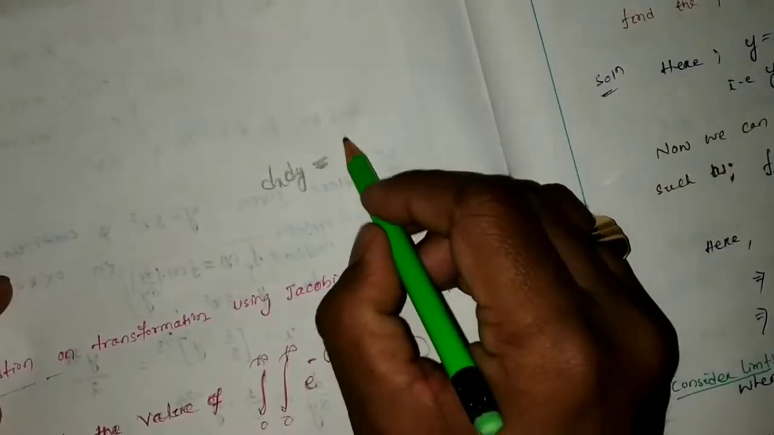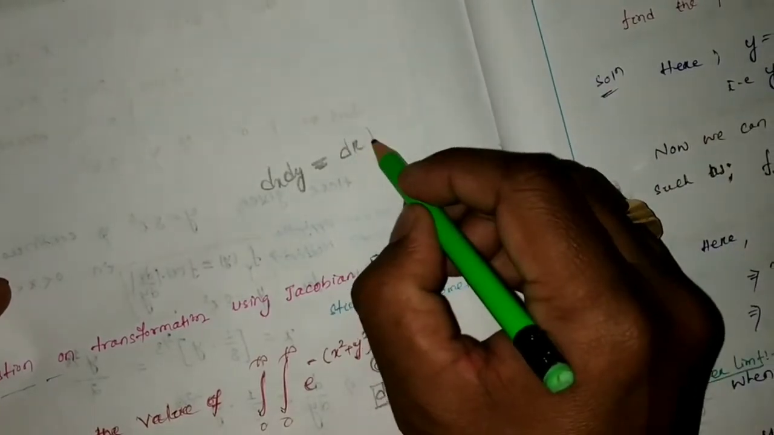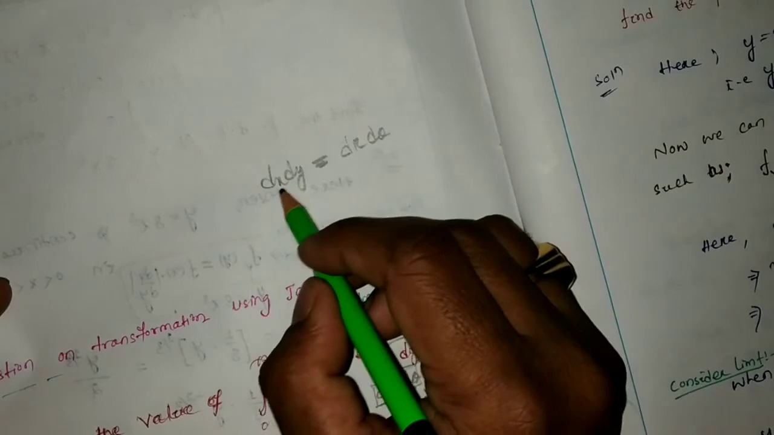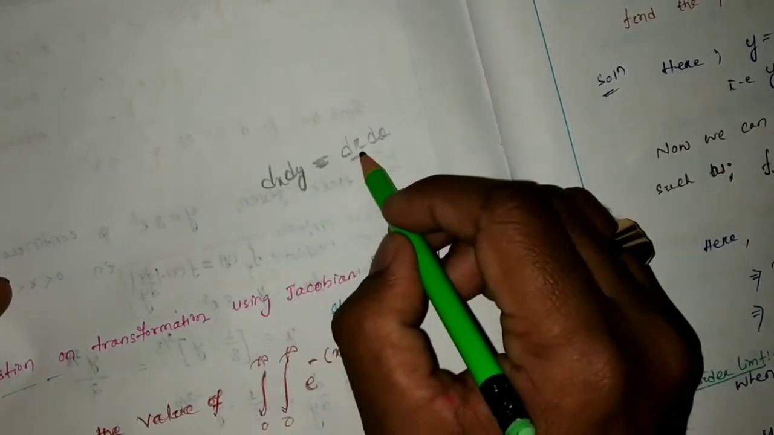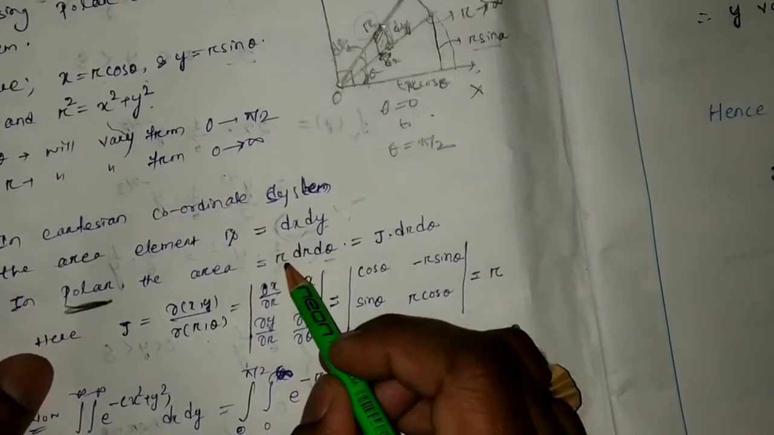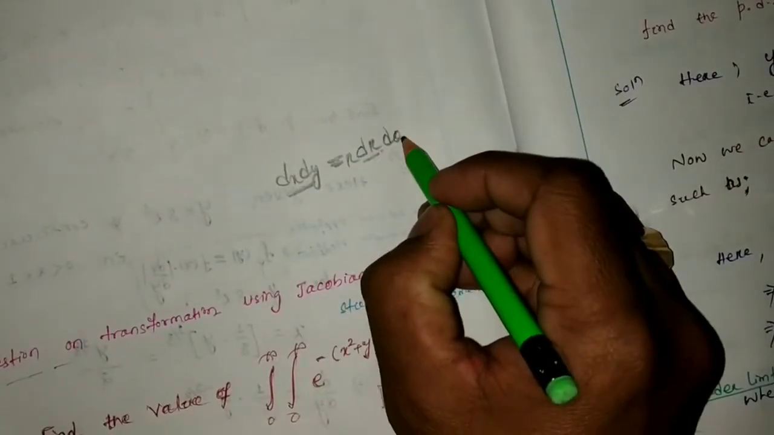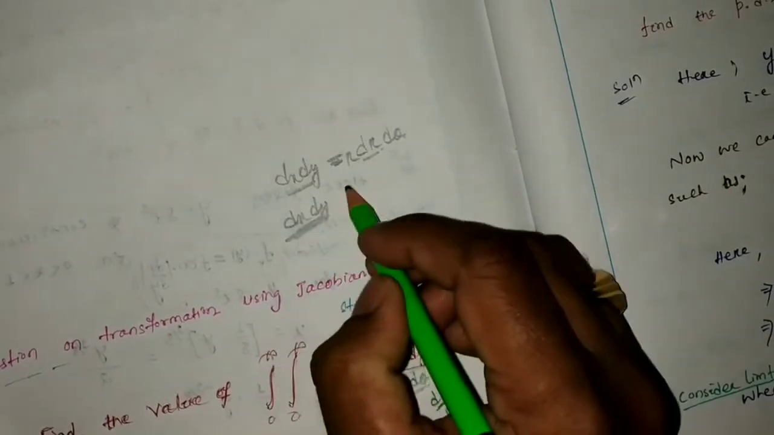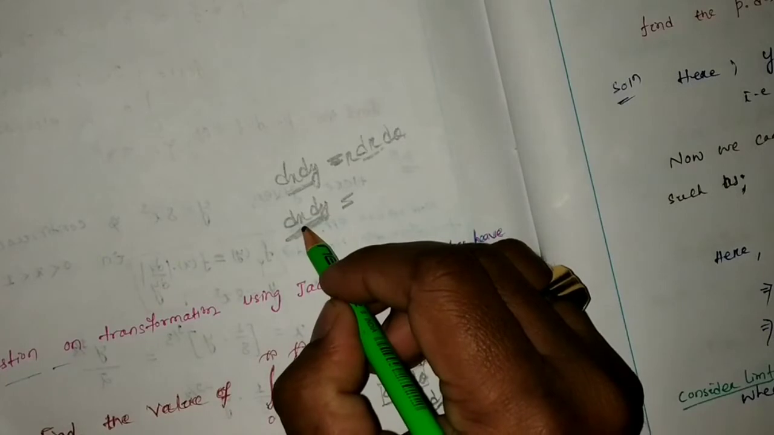That means if we write dr d theta, it is not dimensionally correct, because this is length square and here is only one length. So here it has to be multiplied with r. So r dr d theta. Here dx dy is the area element in the Cartesian coordinate system.